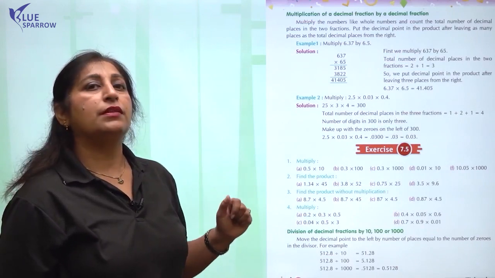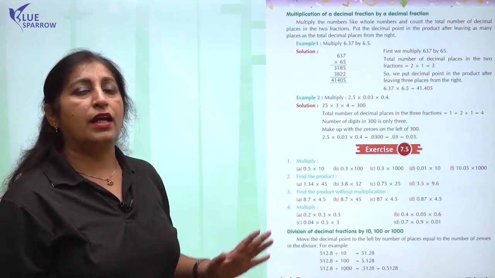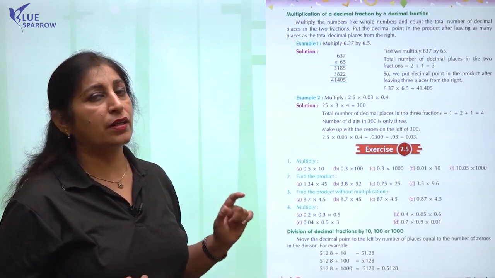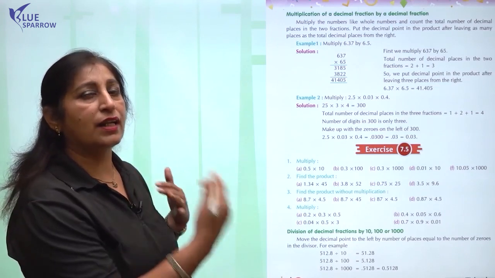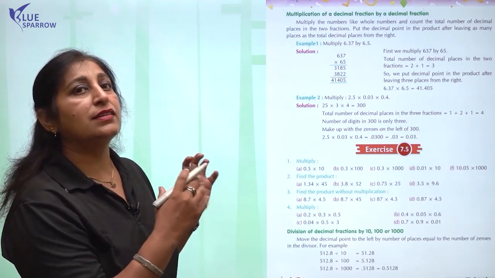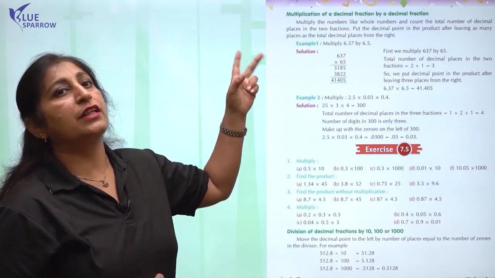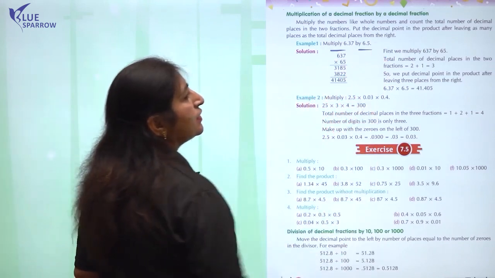Now we come towards the multiplication of a decimal fraction by a decimal fraction. Again, you would multiply both of these numbers as whole numbers, and in the product, you would leave as many places before the decimal on the right hand side as is the sum of decimal places given in both numbers. Suppose the numbers are 6.37 and 6.5.